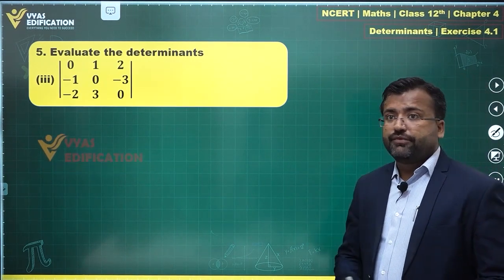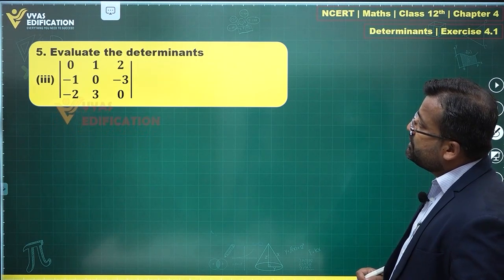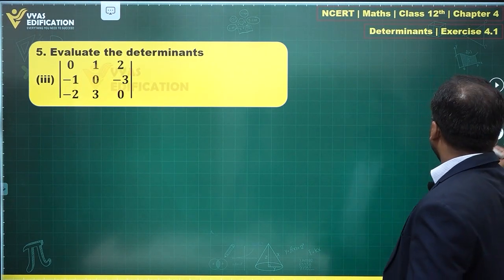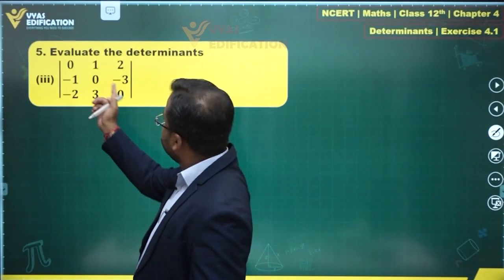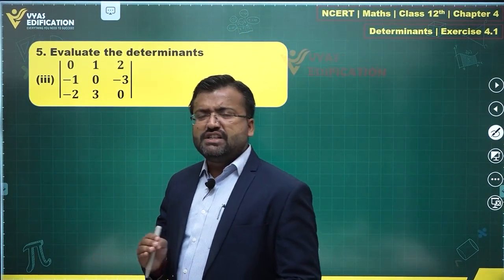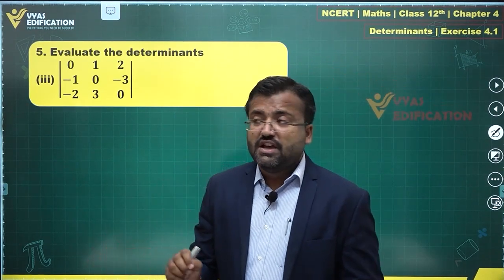Let's solve this question. Now what are we supposed to do in this one? We are supposed to find the value of this, and the value of this can be obtained easily if you observe that there are some zeros, but all of these zeros are in different rows and different columns, right?